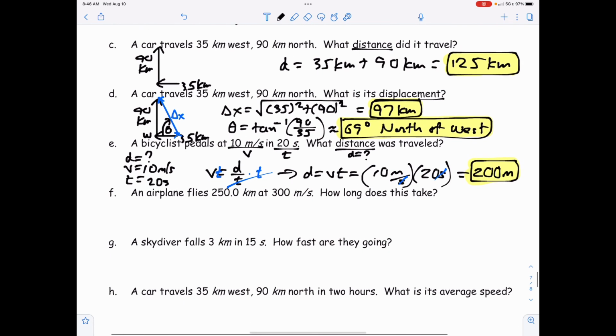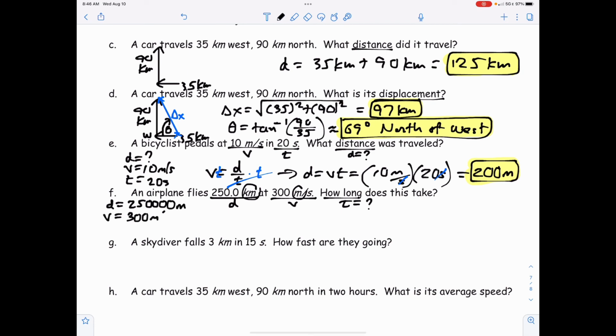Okay, letter F. We have 250 kilometers, that is a distance. 300 meters per second, that's a speed. How long does it take? We're looking for time. But the units of distance are not consistent. So what we're going to do is change this into meters. So distance in this one is actually not 250 kilometers, but 250,000 meters. Speed is 300 meters per second, and time is what you're looking for.